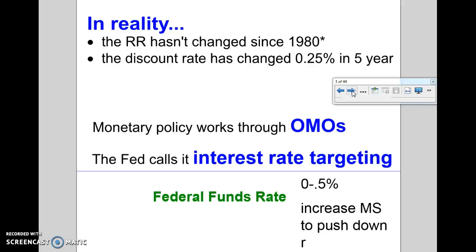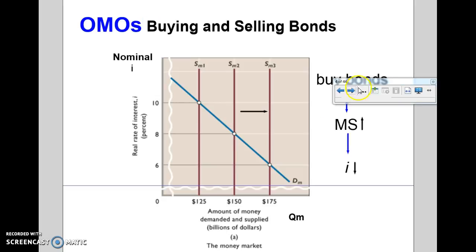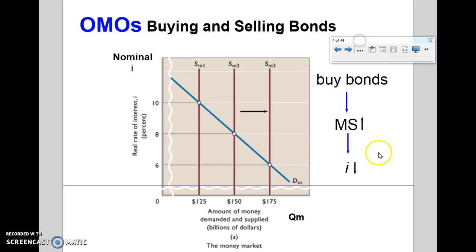And the way the Fed did this was something they called quantitative easing. Now, of course, buying and selling bonds, the impact that it would have if we are at, let's say, the money supply SM2 here, in which there is $150 billion demanded and $150 billion supplied. This puts us at a real interest rate of 8%.